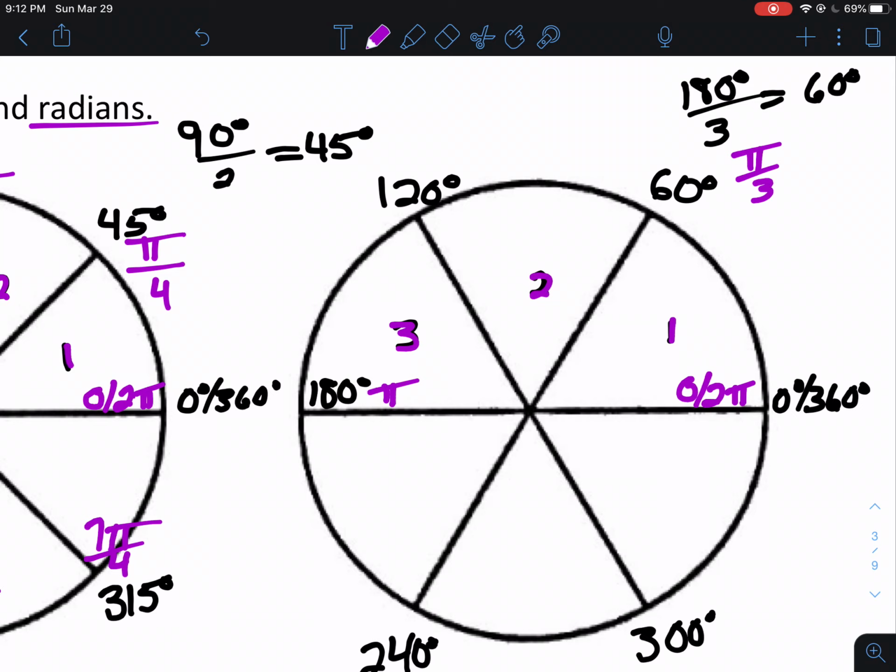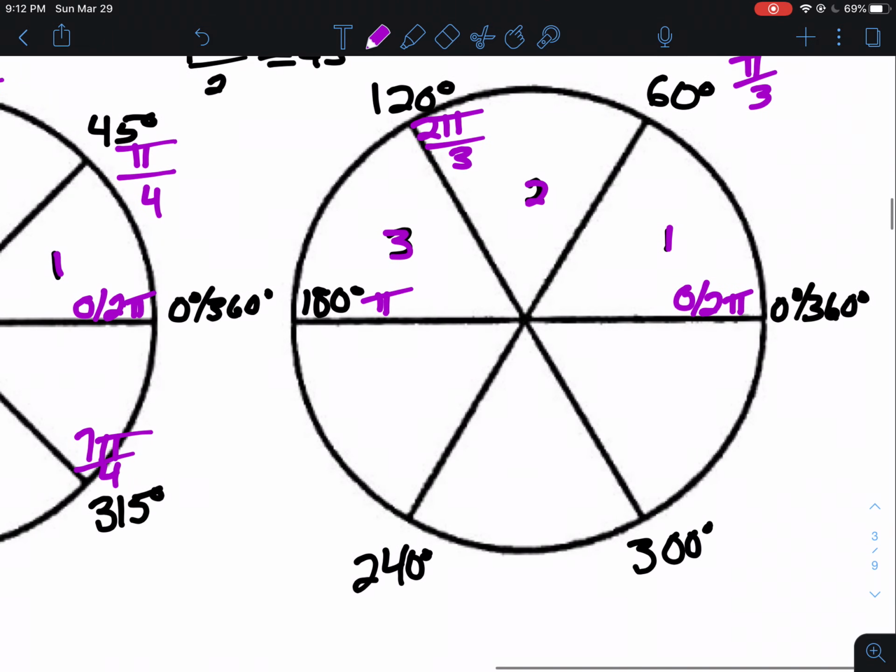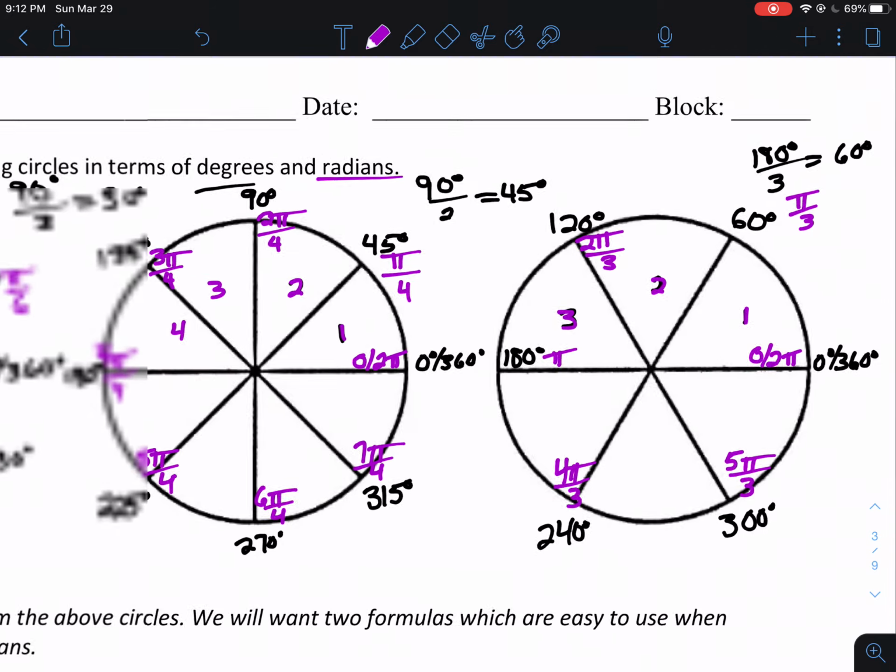So 60 degrees would be the same as pi over 3. 120 degrees would be the same as 2 pi over 3. 180 degrees would be 3 pi over 3. 240 would be then 4 pi over 3. And then at 300 would be 5 pi over 3. And again, at our 2 pi, that's the same as 6 pi over 3.